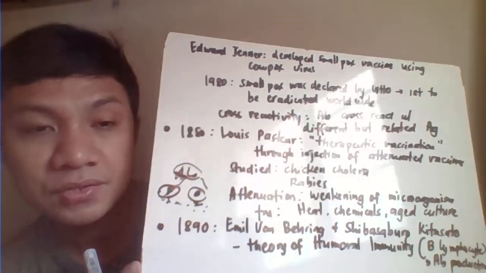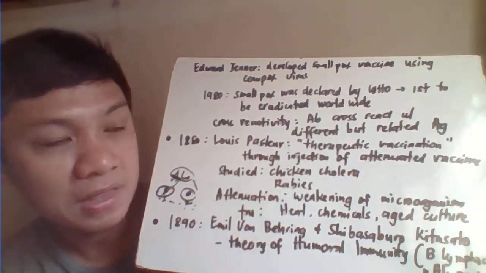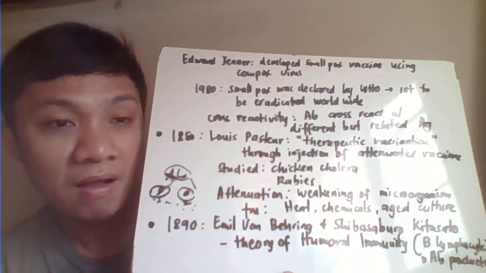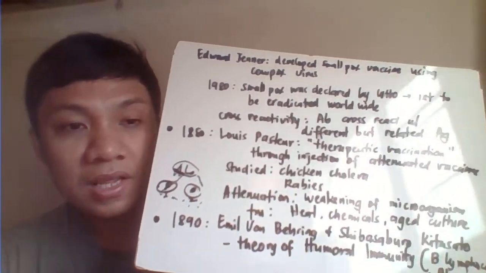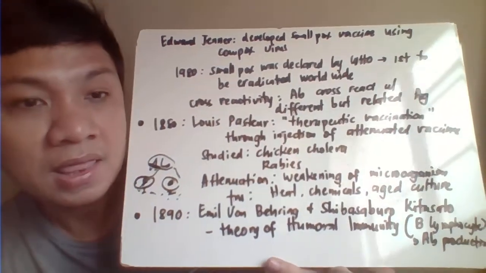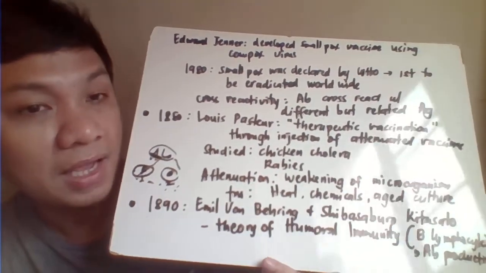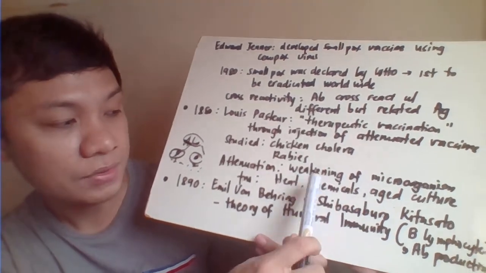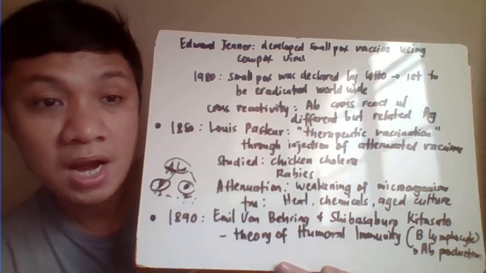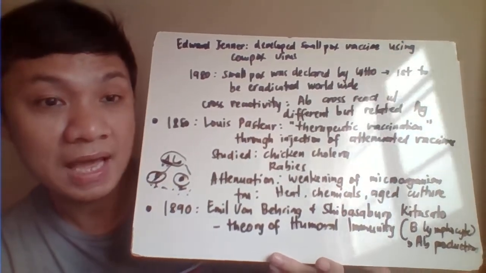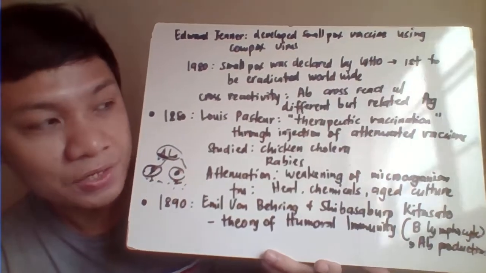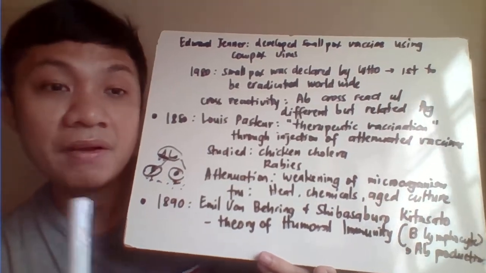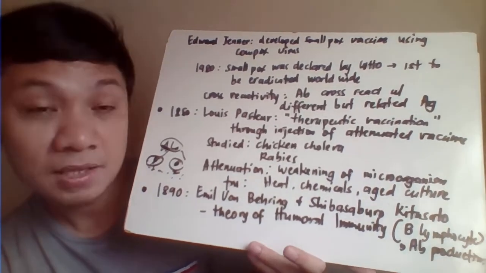Then we have here 1880, Louis Pasteur tried to develop therapeutic vaccination by the process we call attenuation. Attenuation is a process whereby you try to weaken the virulence of your organisms. There are several methods on how you're able to weaken the virulence of organisms by the attenuation process. You can use heat, you can use chemicals, or you can also use an aged culture. An aged culture is a long-standing culture of our organism. When the culture is fresh, the organism is highly virulent. But if you take that culture of the organism for several days, it becomes less infectious, and it becomes attenuated.